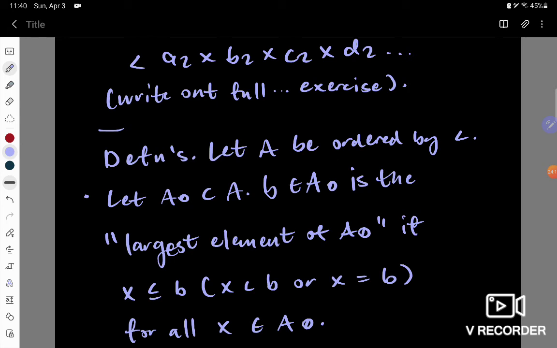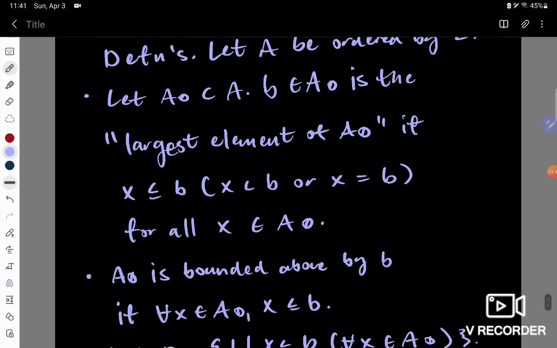So it's the largest element of A naught. There's nothing that is greater than it. So there is no element x such that b is less than x in A naught. And it's also contained in the set, importantly. And this makes sense, hopefully.